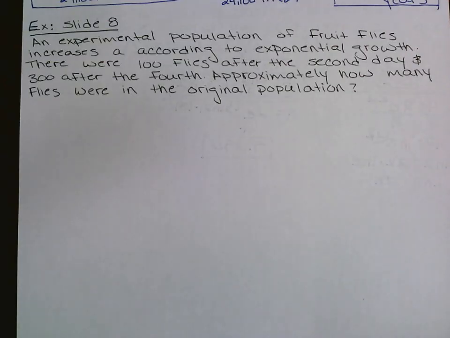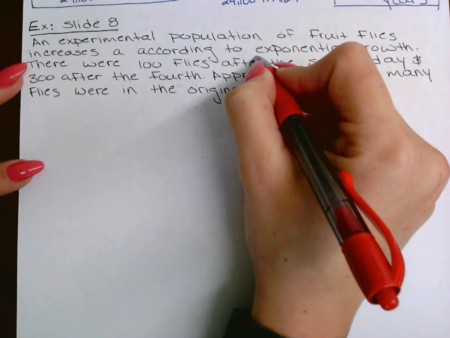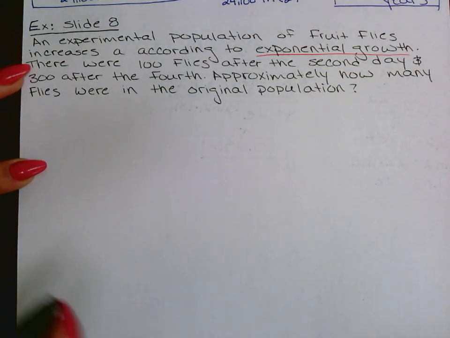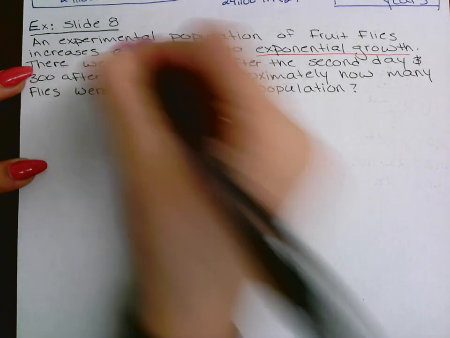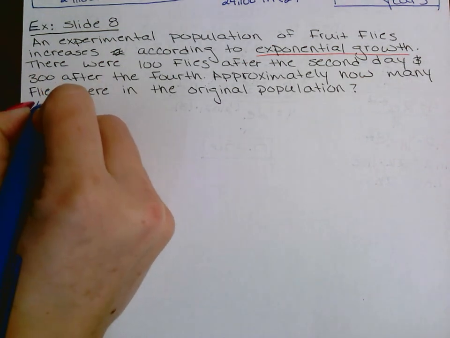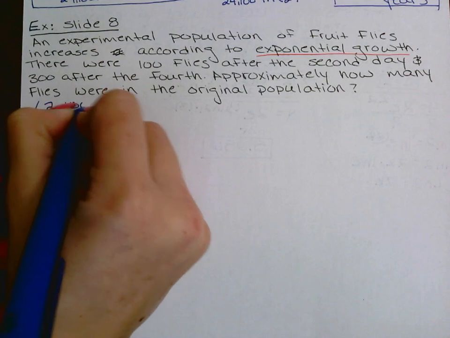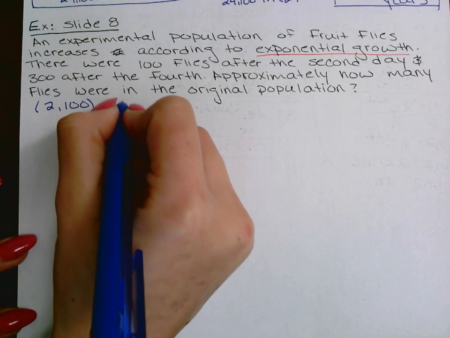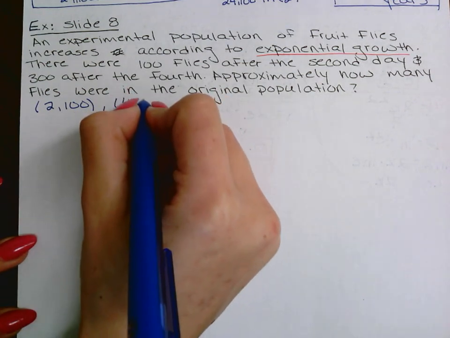All right, so our last example says an experimental population of fruit flies increases according to exponential growth. Our key word there is exponential growth, okay? It says there were 100 flies after the second day, so that's our first ordered pair they give us. So on day 2, there were 100 flies. And then it says, and 300 after the 4th day. So then on day 4, there were 300.